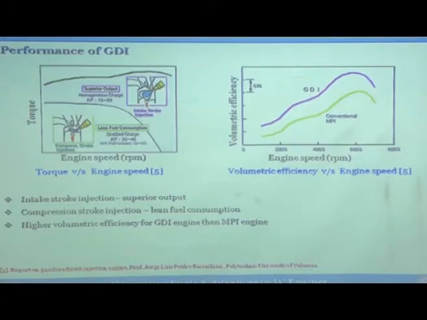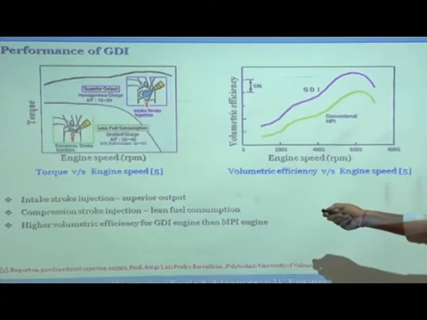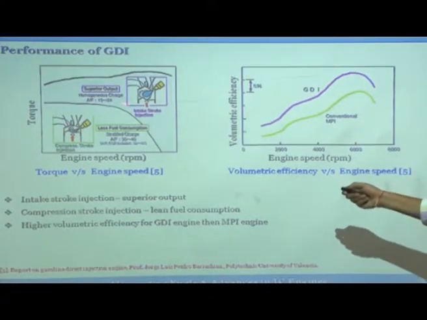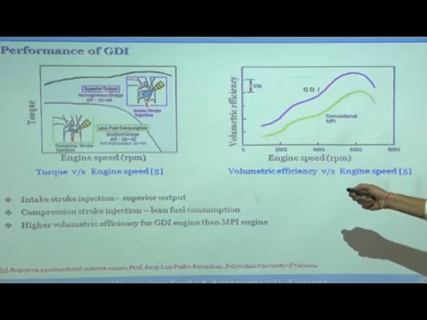Because at idling or part load, you just need to produce enough power to overcome the friction and maybe produce a small amount of useful power. You do not need a whole lot of fuel, you need a very small quantity of fuel, and that is provided by this combustion concept. This zone is where you need a lot of torque, a lot of power. So, this is characteristic of superior output.